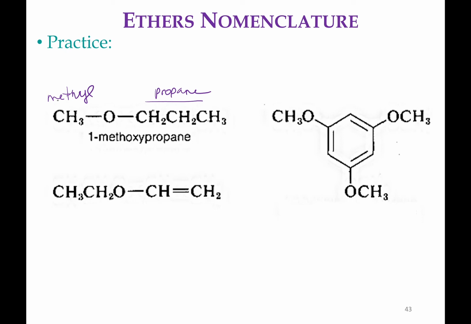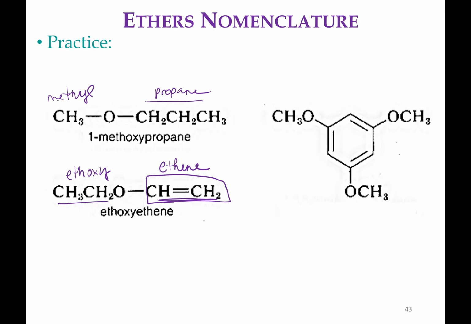Here we have a double bond and no double bond. Because this is going to have the double bond in it, it's going to be our parent chain. So this will be ethene, and this will be ethoxy. We don't really need a number here. So ethoxyethene.